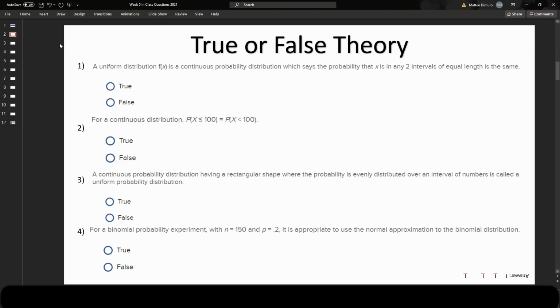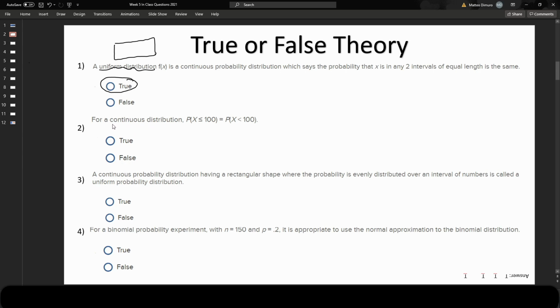Well, a uniform distribution is a continuous probability distribution, which says the probability that x is in any two intervals of equal length is the same. Yes, that is a uniform distribution. That is the rectangular distribution.